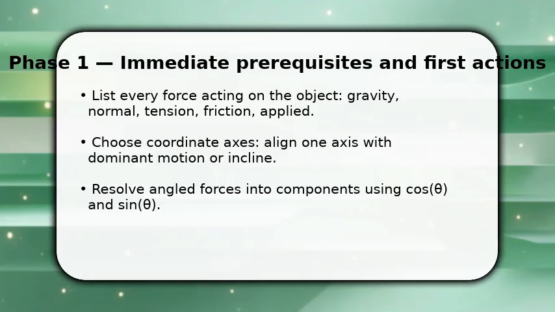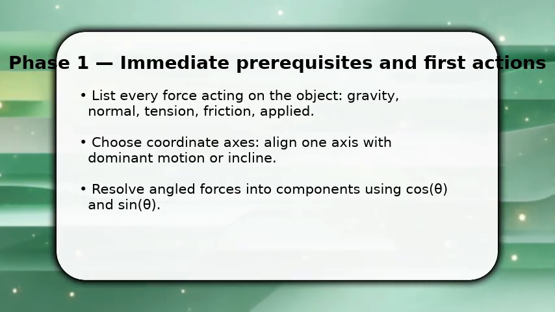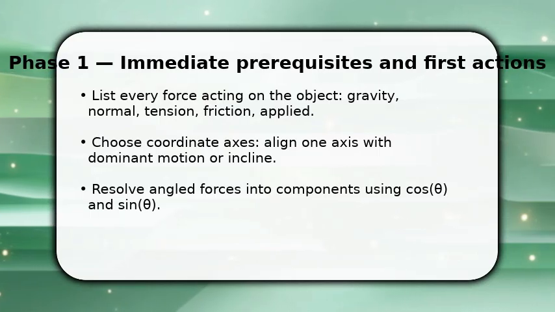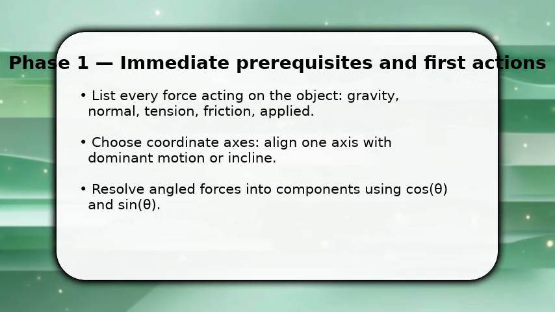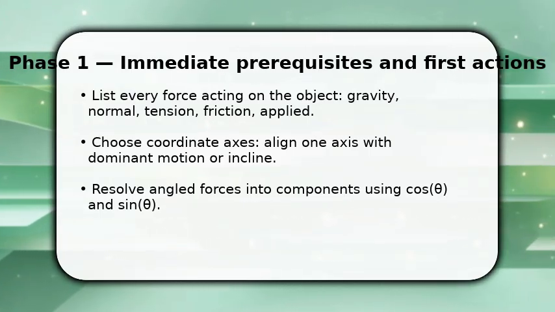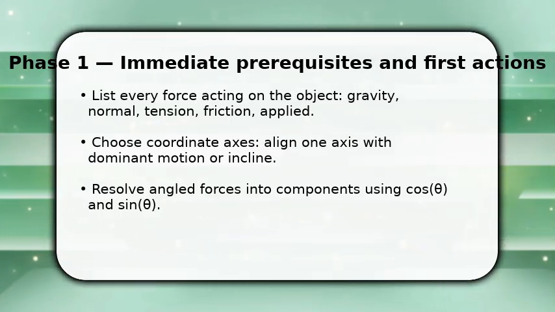You start by listing every force on the object and picking axes. Place one axis along the dominant motion to simplify the math. Place the other perpendicular. Next, resolve any angled force into components using cosine for the adjacent and sine for the opposite. Write each component as a signed value so direction is explicit. Once done, label magnitudes in newtons and note angles. This foundation makes summing vectors straightforward and avoids sign errors.